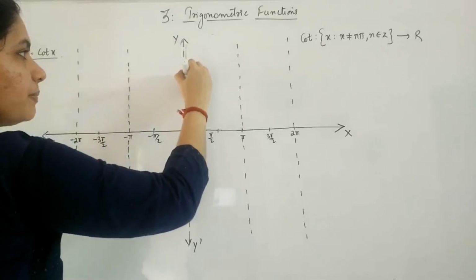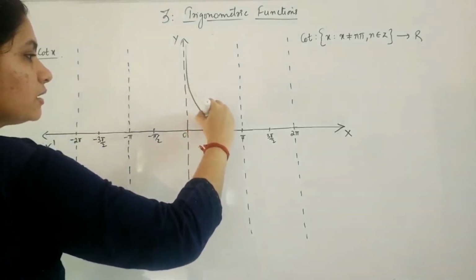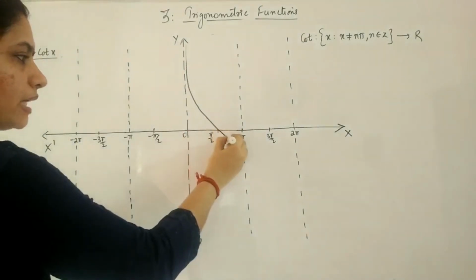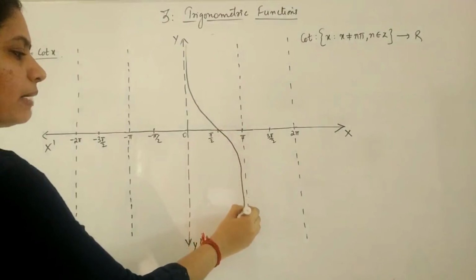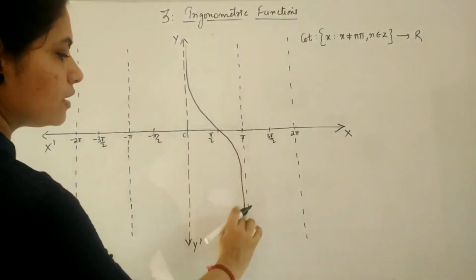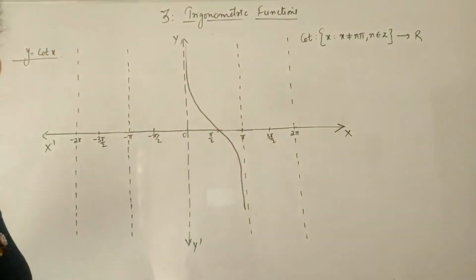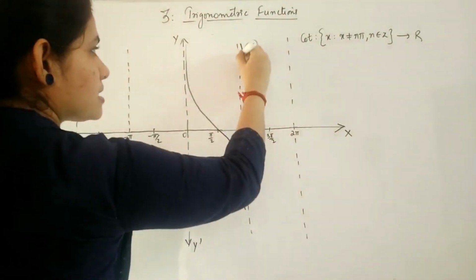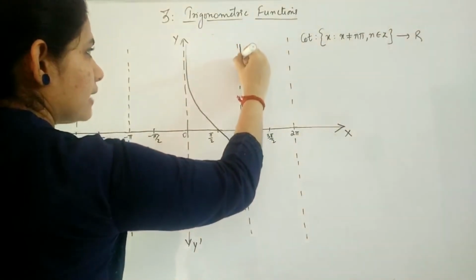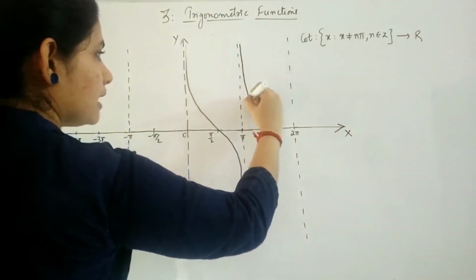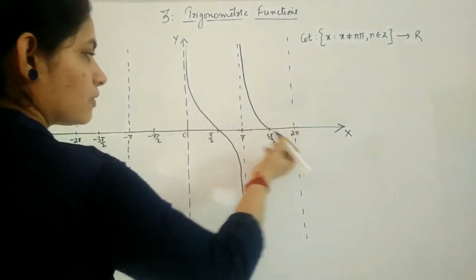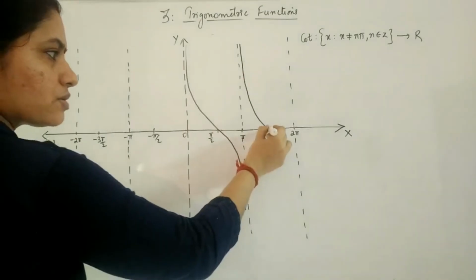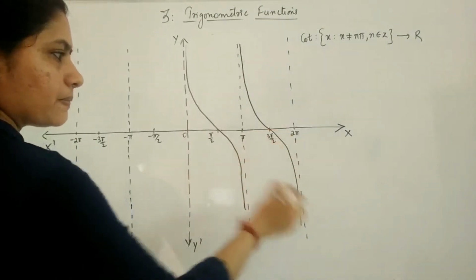Then till pi, when it reaches pi by 2, its value will become 1. Cot pi by 2 is 1. Then again it will go like this, go to minus infinity as its value comes to pi. Okay, so in each of these blocks you can draw like this. That means from here it will start like this, infinity. Then at 3 pi by 2, cot 3 pi by 2 is also 0. So go like this.